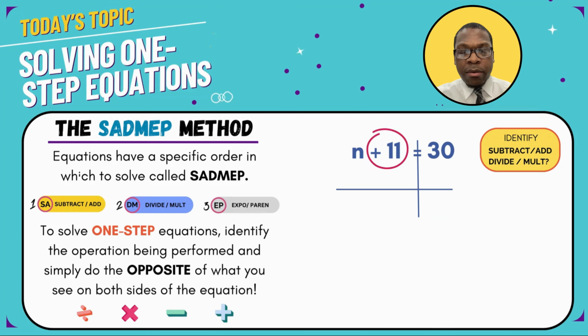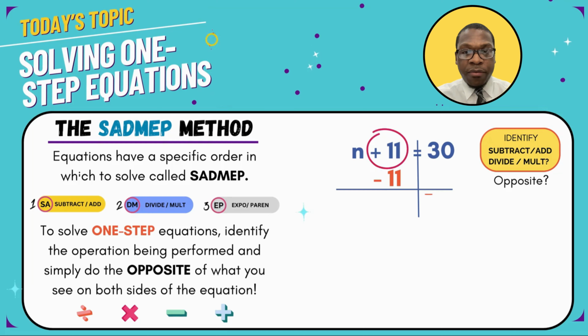And we should see it right here. We should see plus 11. You can call it plus 11, add 11, positive 11. No matter what you call it, it does mean the same thing. Now that we see plus 11 or positive 11, we need to ask ourselves, what is the opposite of what we see? Well, we see plus 11. The opposite would be subtracting 11.